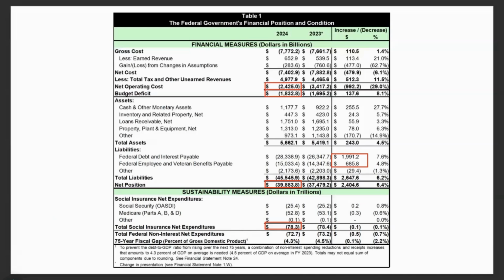What's very peculiar is that you don't see any of the social programs, Medicare, Medicaid, Social Security, in these total liability numbers. Well, why is that? That's one of our largest payout areas. How is it not included as a liability?